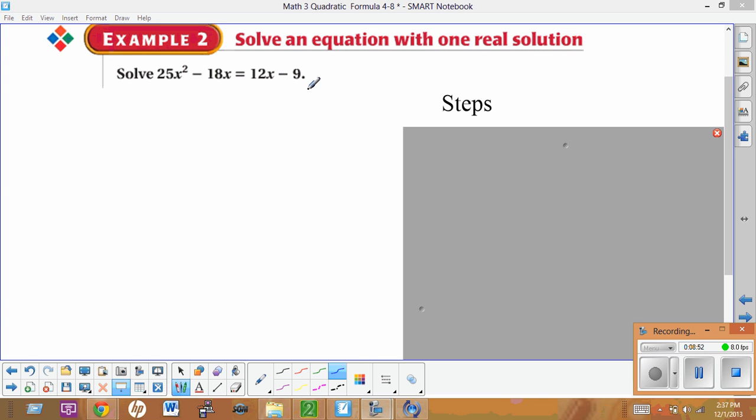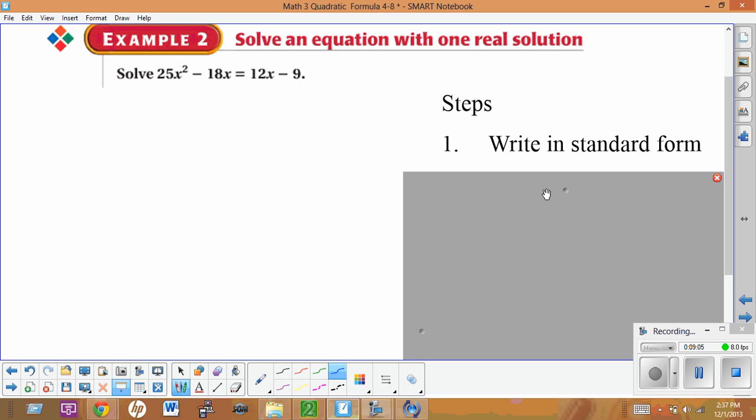Now, as I look at this problem, I see I've got a lot of terms and some bigger numbers. But don't be scared. Just go with what you know. Our first step is write in standard form. We have to set this equal to 0. So go ahead and try to set it equal to 0. Pause the video if necessary.